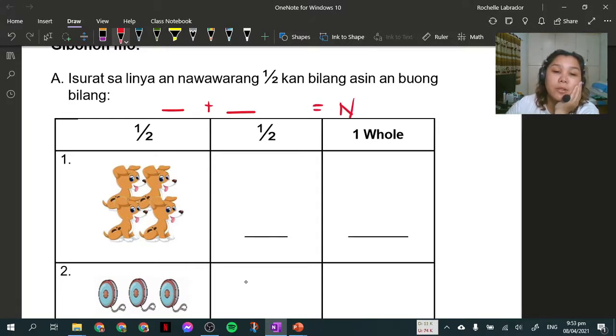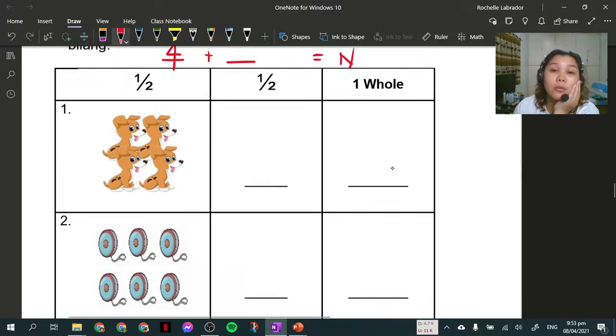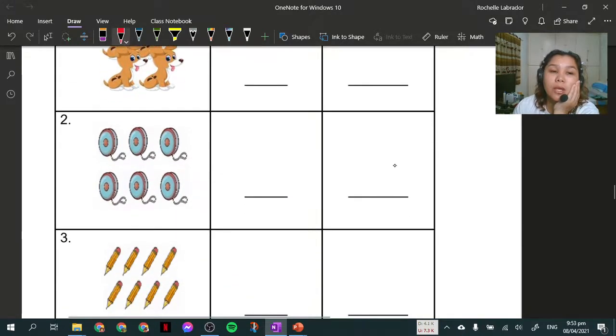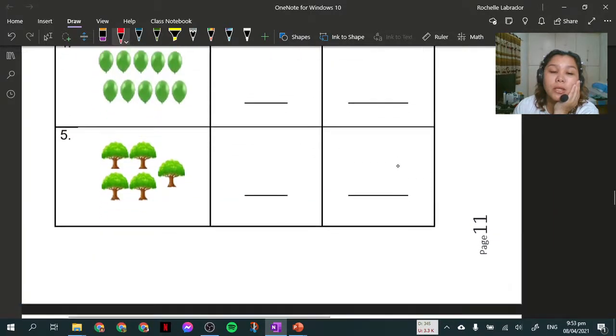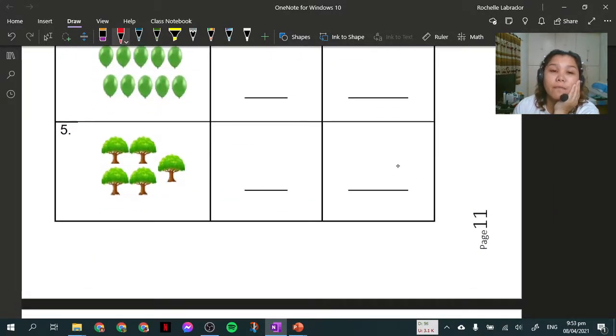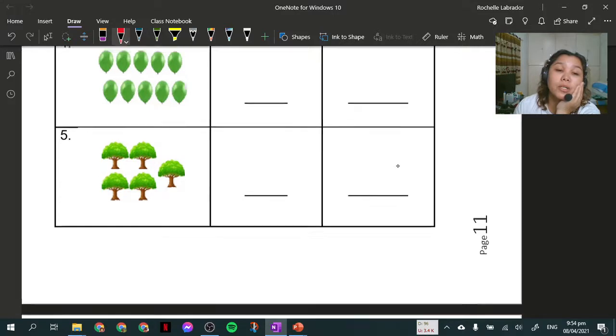Ano po? So, 1/2 is 4. What do you think is the other half? So, clue, double lang siya. So, equals n. You just need to count them all to find the number of objects in a whole or in the whole set. So, this is what you have to do for numbers 1 until number 5. Okay, pause so that you can finish this part. Teacher, pwede ba mag-guhit? Of course. Ano po?